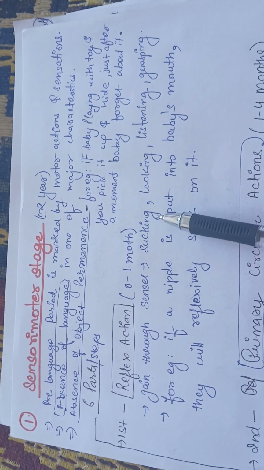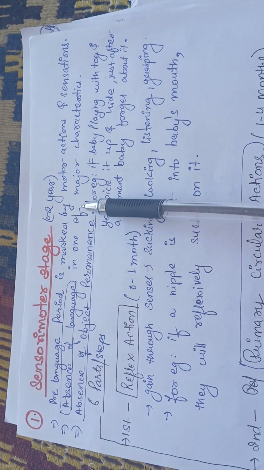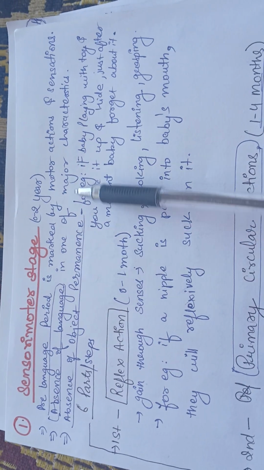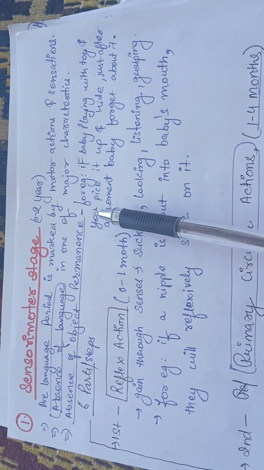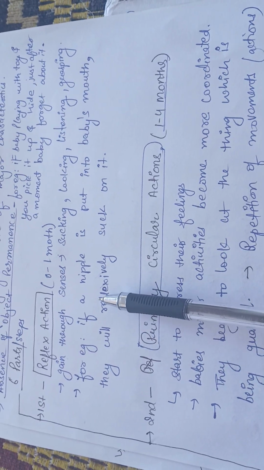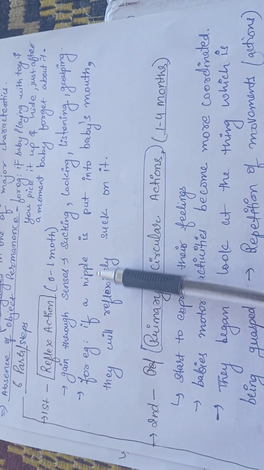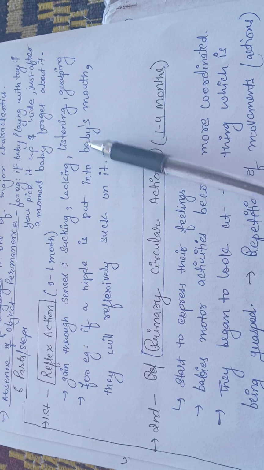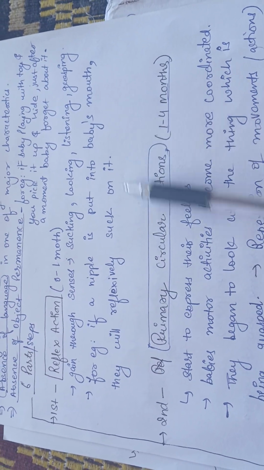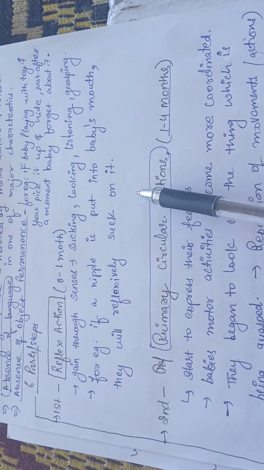Sensorimotor stage, 0 to 2 years, the pre-language period, is marked by motor actions and sensations. Absence of language is one of the major characteristics, along with absence of object permanence, and it has 6 parts. First is reflex action, 0 to 1 month, gained through senses: sucking, looking, listening, grasping. For example, if a nipple is put into a baby's mouth, they will reflexively suck on it.